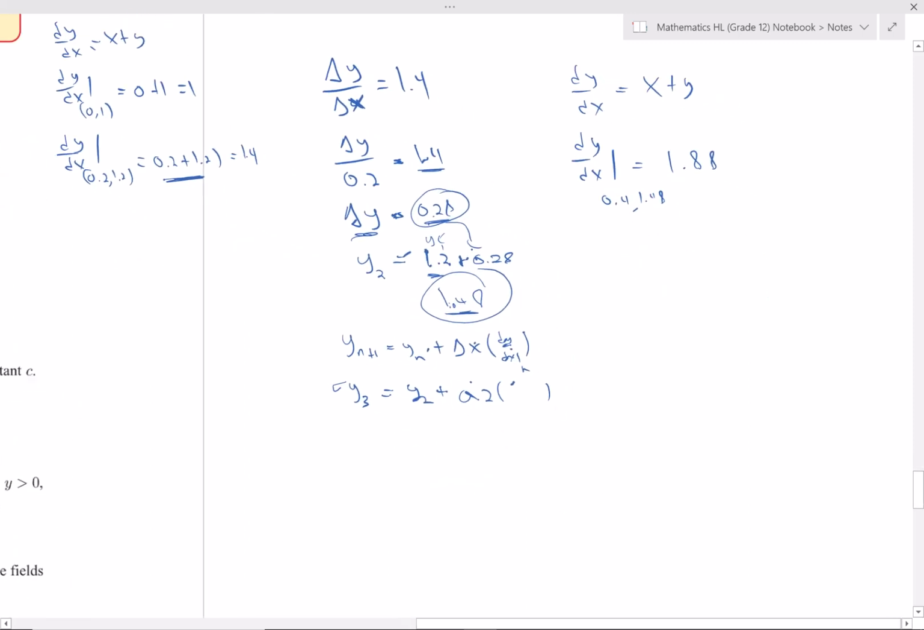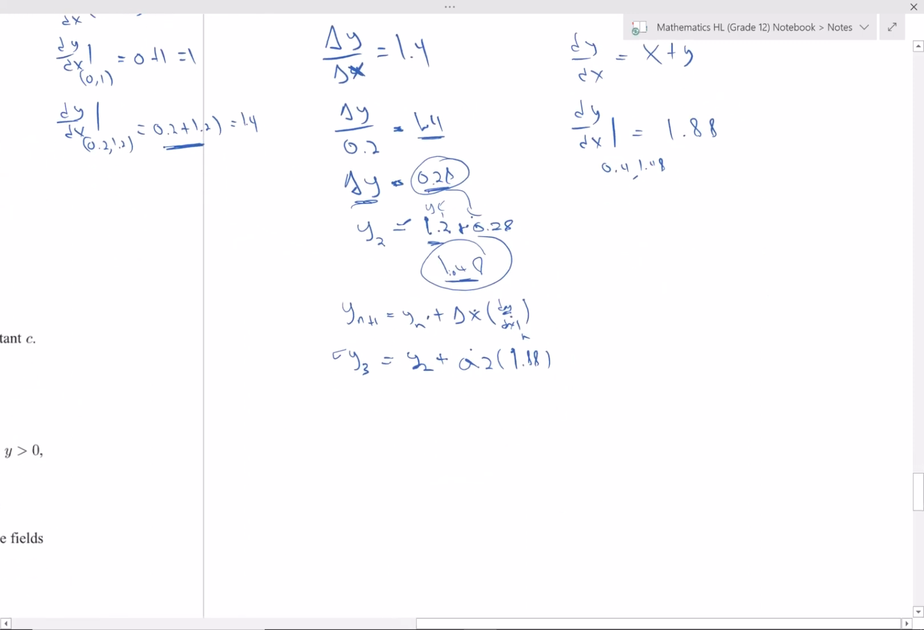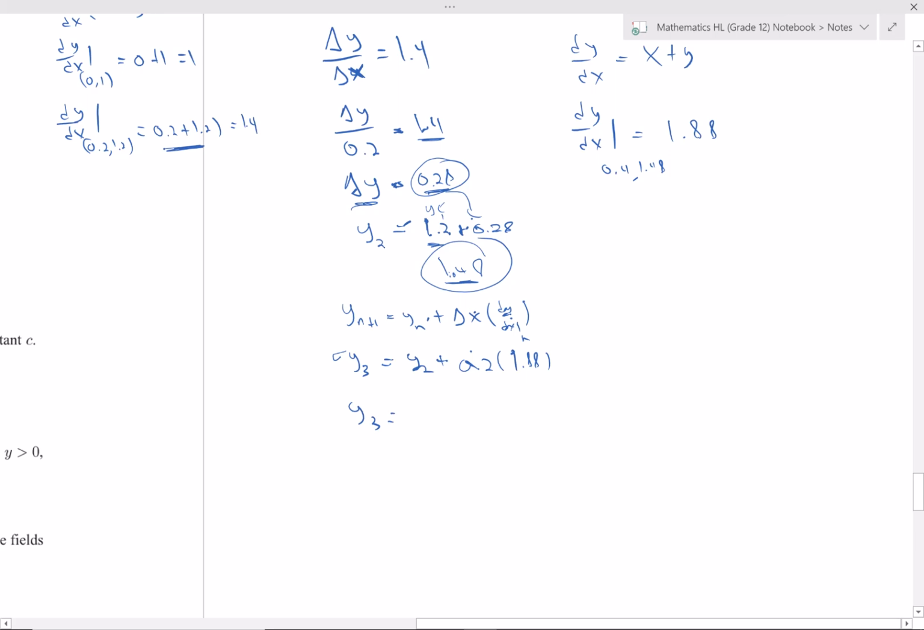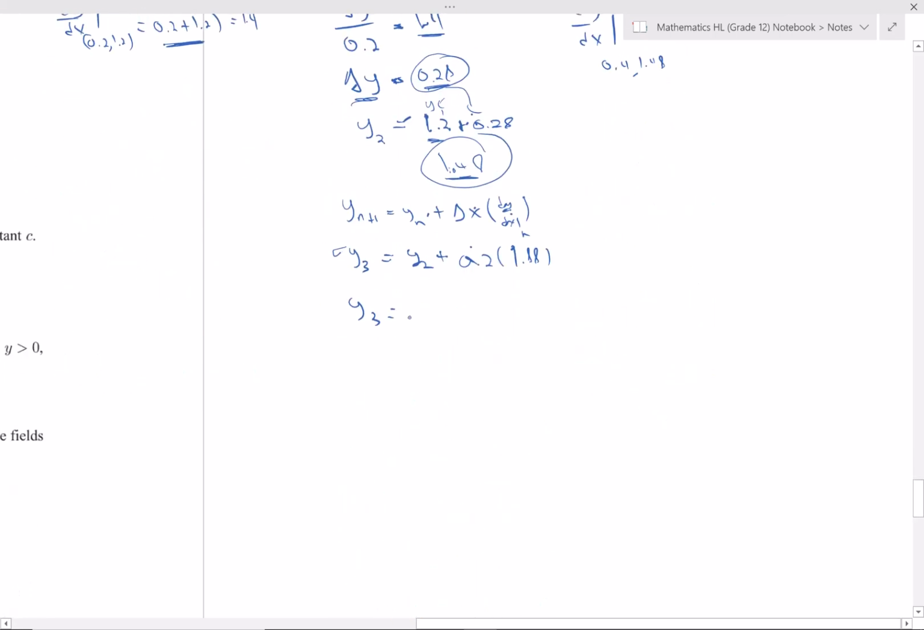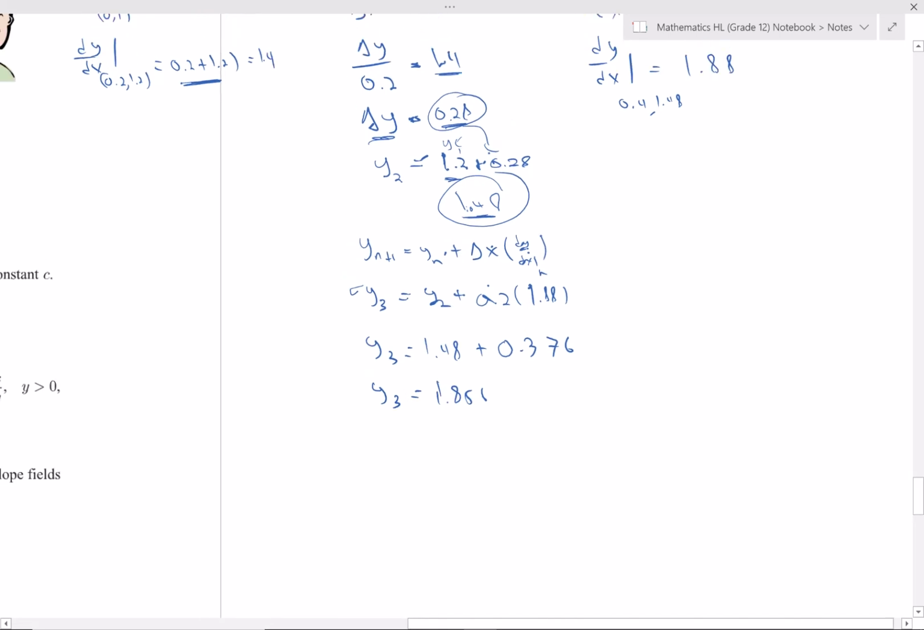So this times 1.88. And you do this, and then we know y3 is y2. Y2 up here was 1.48 plus whatever 0.2 times 1.88 is. 0.2 times 1.88 is 0.376. And so the y coordinate is going to be 1.856, right? So the new y coordinate is 1.856.